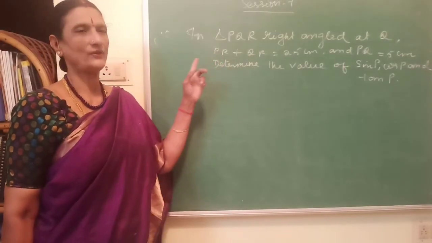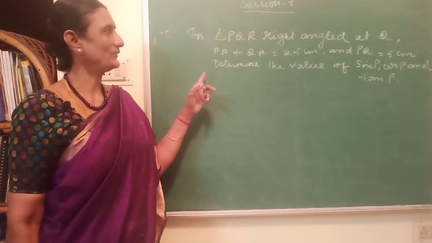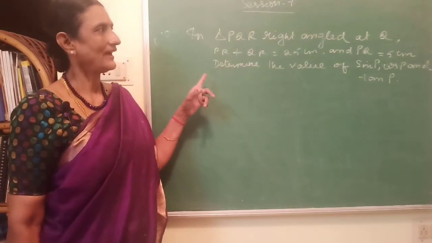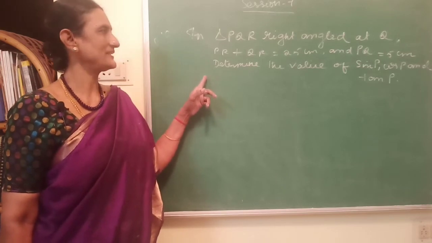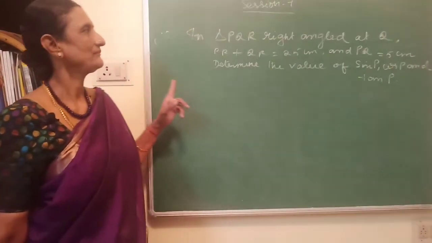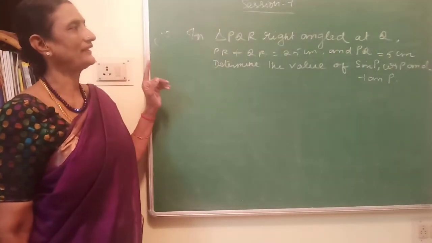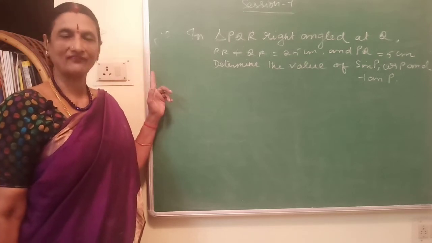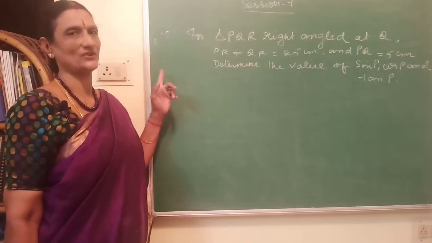In triangle PQR, right angled at Q, PR plus QR is equal to 25 centimeter and PQ is equal to 5 centimeter. Determine the value of sin P, cos P and tan P. So, first we have to draw a right triangle. That's what we did for the previous sum. Here also we should do like that.